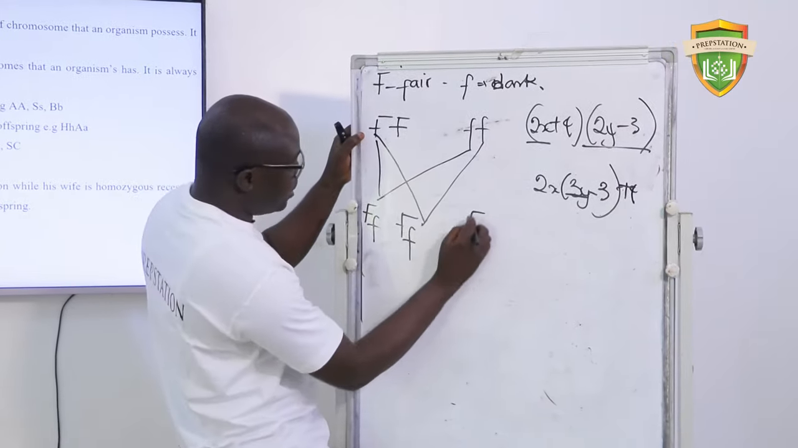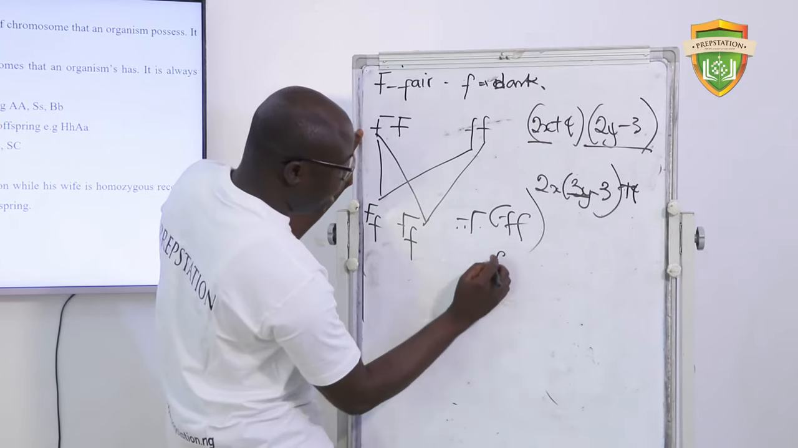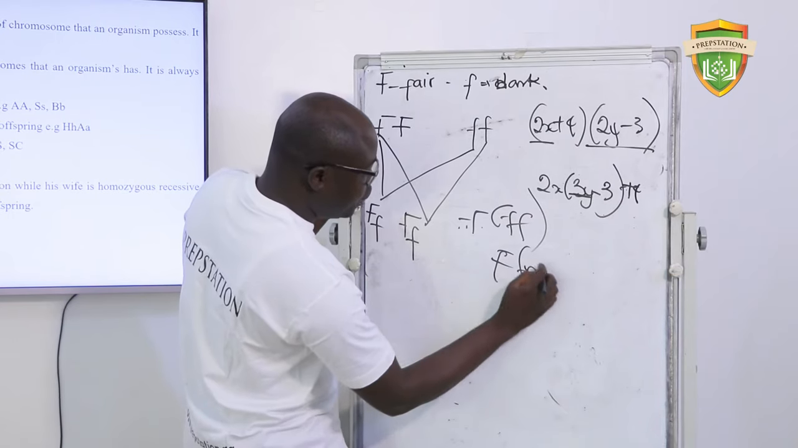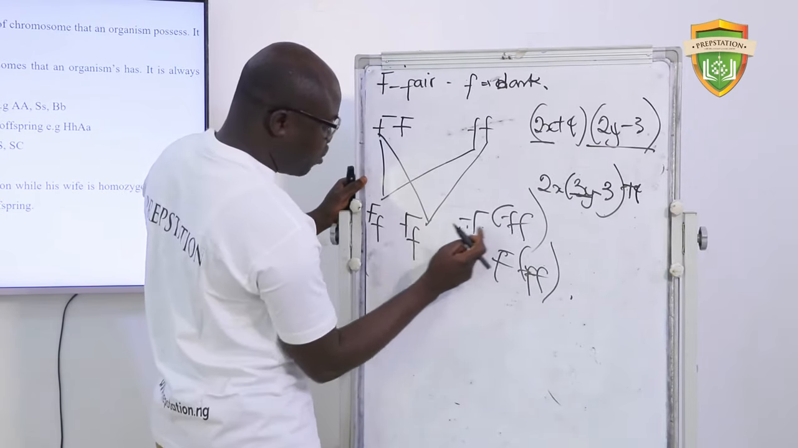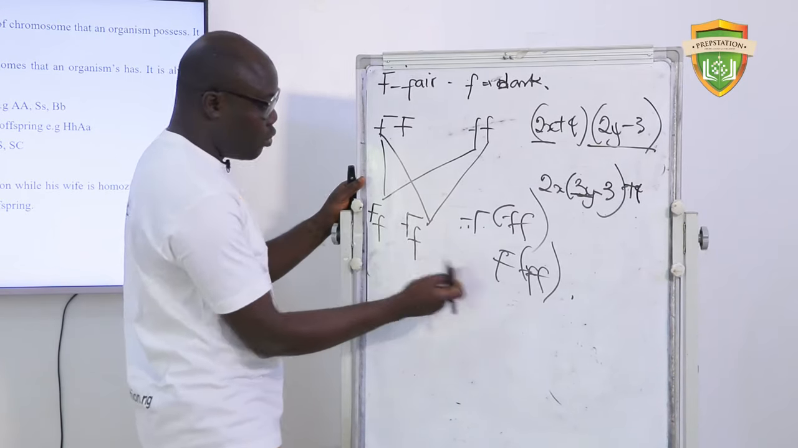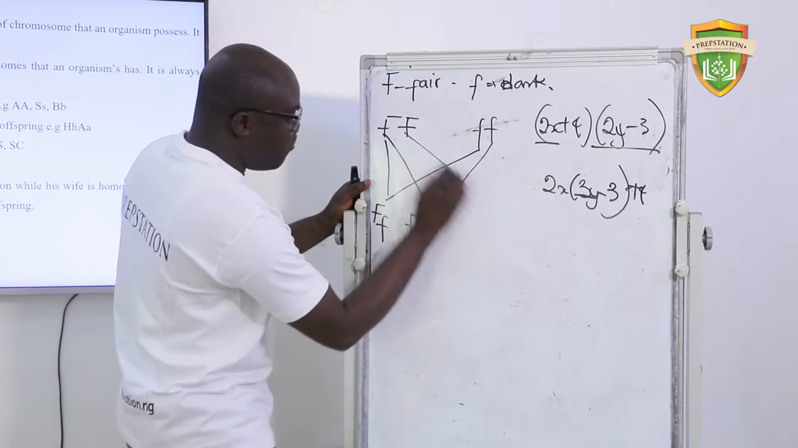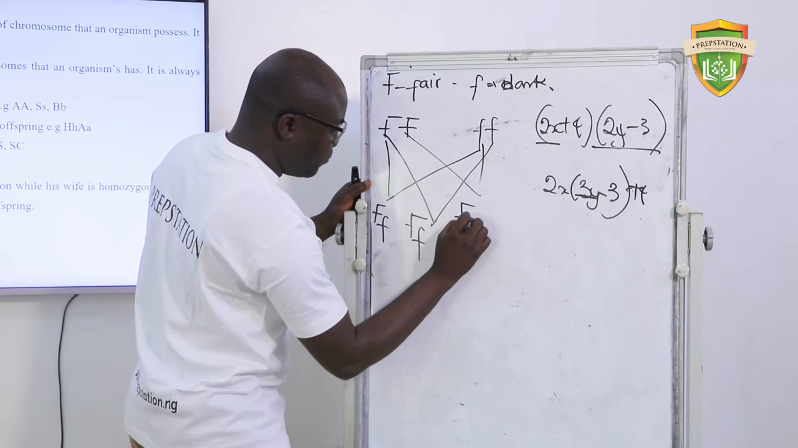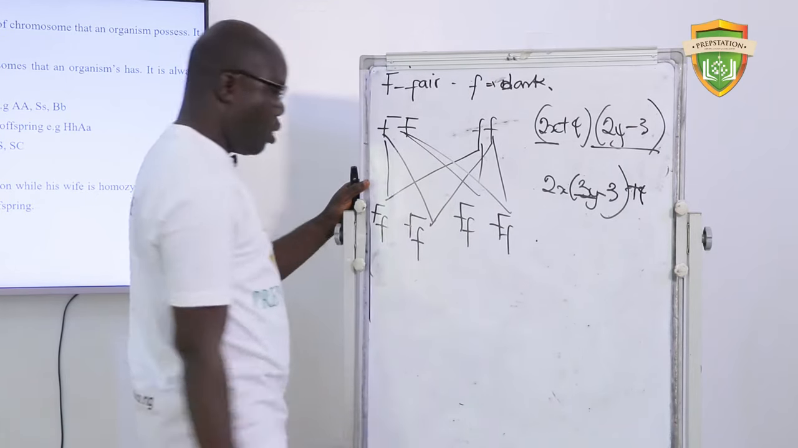So it's going to be this capital F against the two of them, right? And this capital F against these two small f. So I've done the first one. I got capital small, capital small, capital small, capital small. Can we move on? So if I continue like that, it will still give me capital F small f, then capital F small f, right?